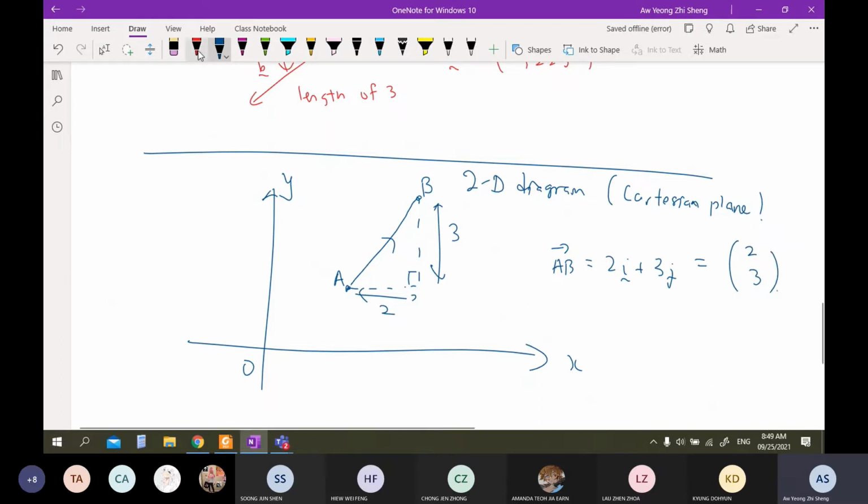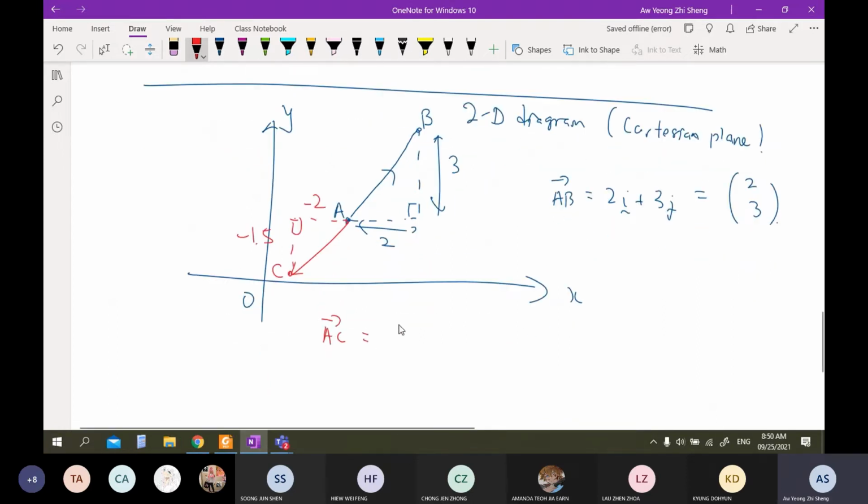Then, of course, if the vector points in some other direction, it can have negative coefficients. For example, if this is point C, it moves, let's say, 2 units to the left and 1.5 units downwards. Then the vector from A to C will be (-2, -1.5). To the left means a negative coefficient for i, and going downwards means a negative coefficient for j. So it will be -2i minus 1.5j. Okay, done.